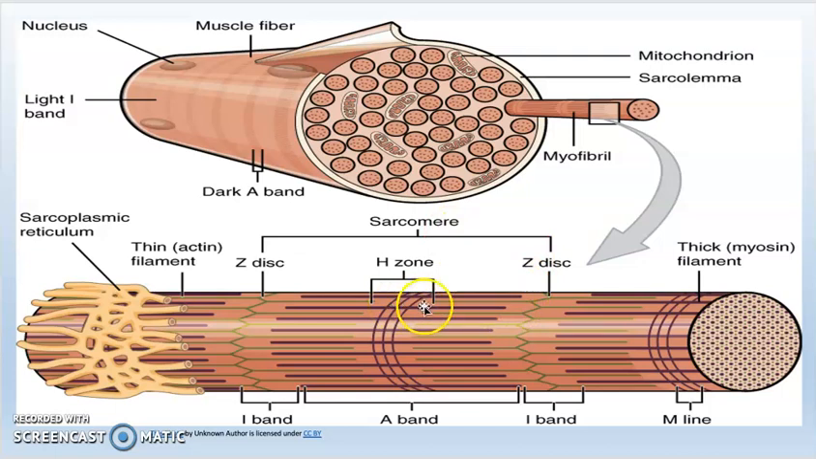Within the H zone, you can see here this tiny section we call the M line. The M line shows the middle of the sarcomere. The M line is formed of cross-connecting elements of the cytoskeleton.